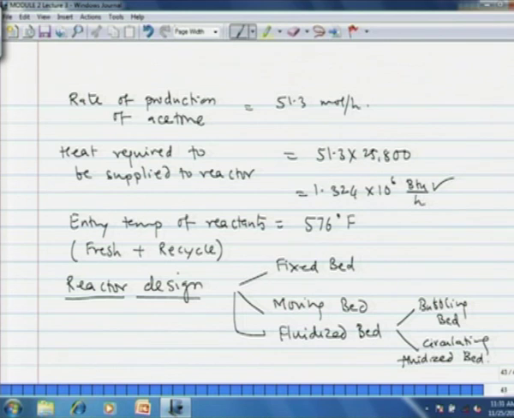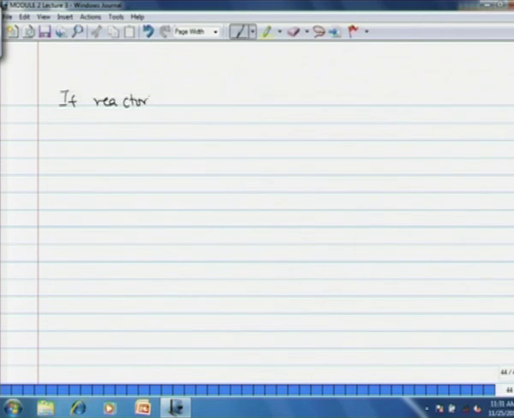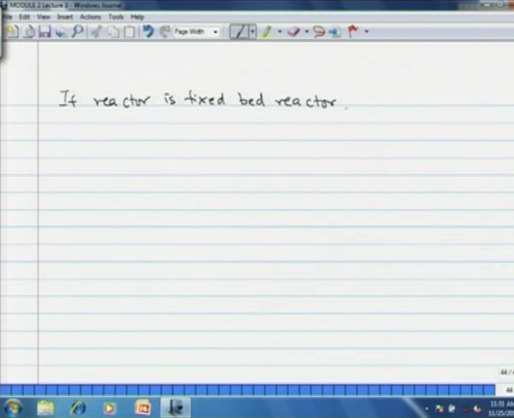Now, typically as a thumb rule, if the reactor is a fixed bed reactor in the form of heat exchanger, and as I just said that the catalyst is packed in the tube over which the reactant flows, then typically the heat transfer area that can be accommodated in a heat exchanger is about 6,000 to 8,000 square feet.